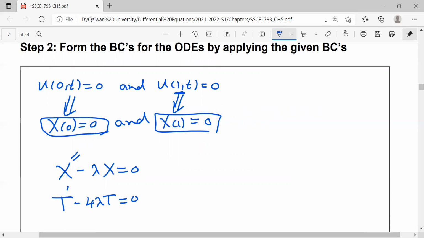Now we solve these two differential equations. We always start from the one which is second order. Here, in the heat equation, always start from the one which is second order.